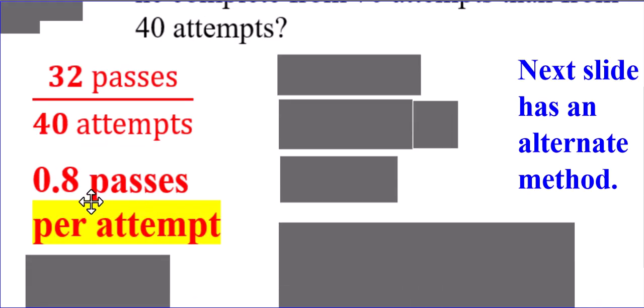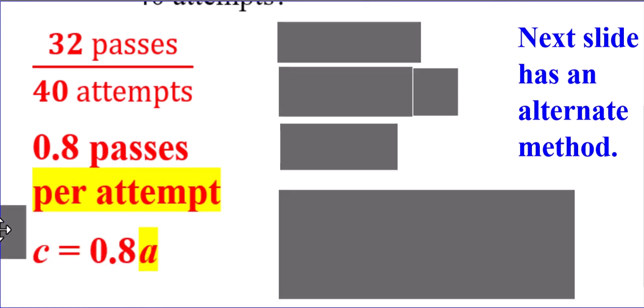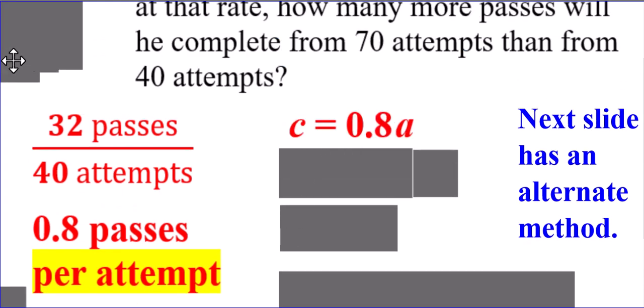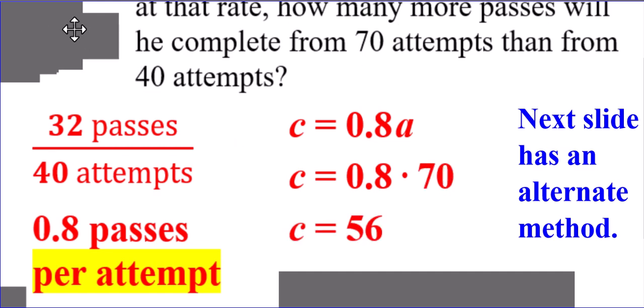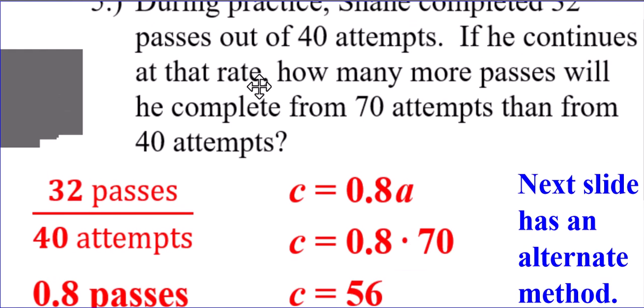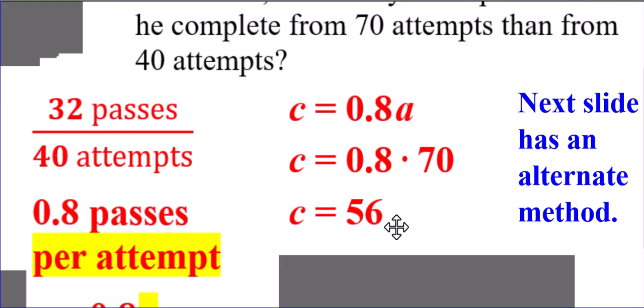Anyway, this is actually the same as 80%. We'll talk about percent in our next unit. From here, per attempt means times the attempt. So with that in mind, I can take 0.8 times the new amount of attempts, which is 70 attempts. And that's going to give me the answer of 56 completions. Now, I need to know how many more passes he will complete from the 70 attempts than from the 40 attempts. So I already know he completed 32 passes from 40 attempts. Now I got 56 completions from 70 attempts.